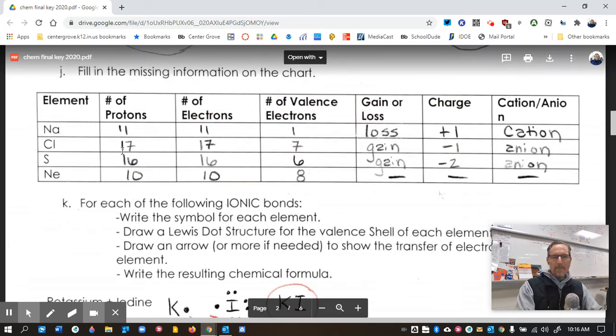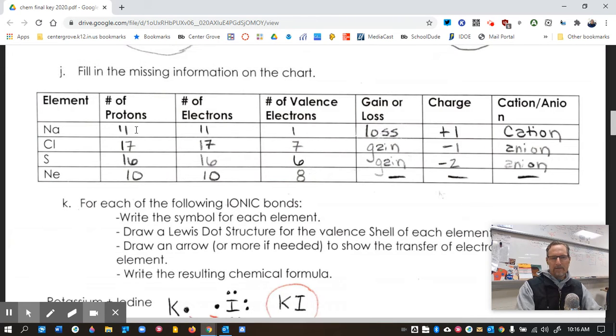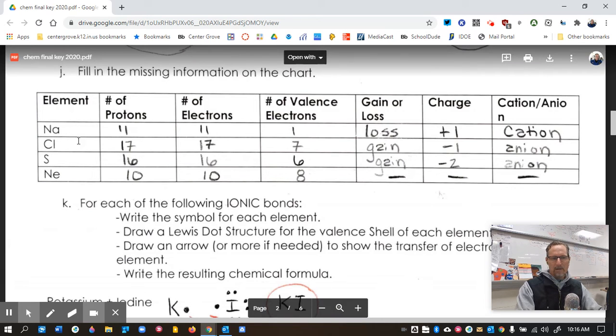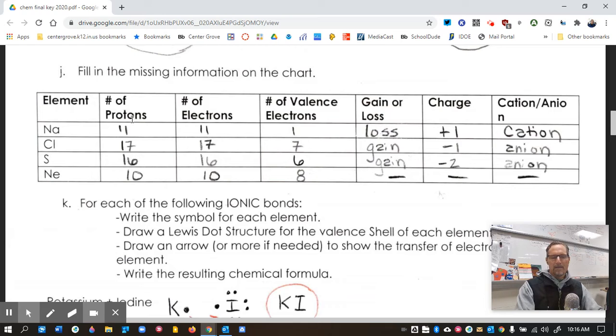Okay. On the next one, again, we're just filling out some information. So the number of protons is going to be the atomic number. So I just need to look up the element on the periodic table to find the atomic number. The number of protons is going to be the same as the number of electrons. The valence electrons are going to be the same as the group number, so whatever group it's in.